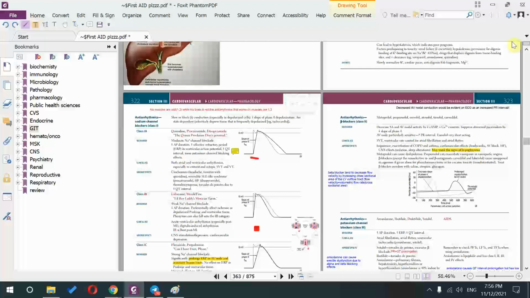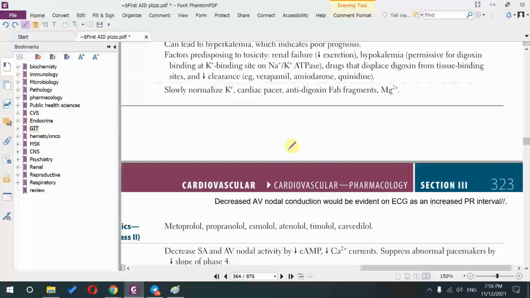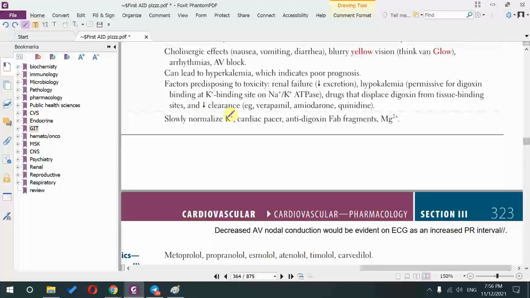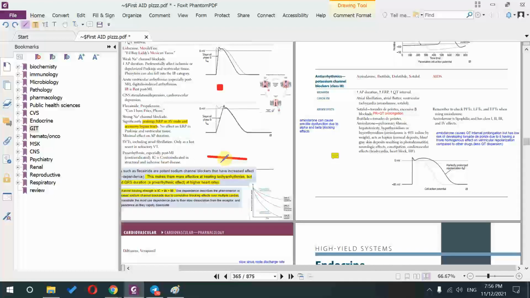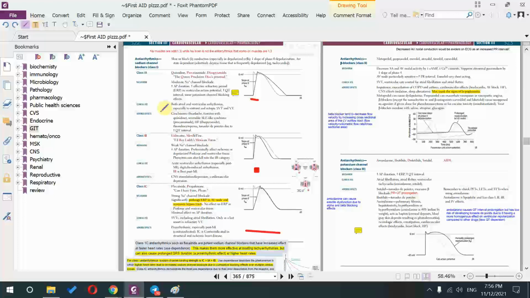Okay, so they write here the antidote for this. You slowly have to normalize the potassium, use a cardiac pacer, and anti-digoxin Fab fragments. And the most important thing is to give magnesium, because always when you have electrolyte disturbances, the first drug to give is magnesium. So now let's speak about the anti-arrhythmic drugs.